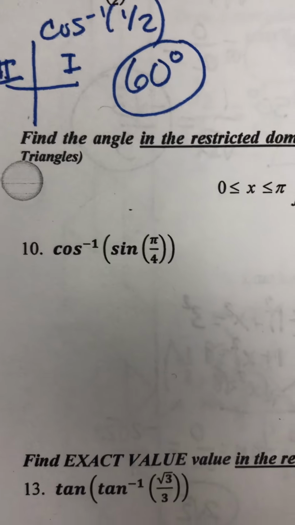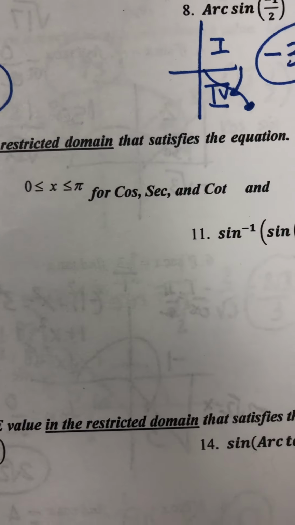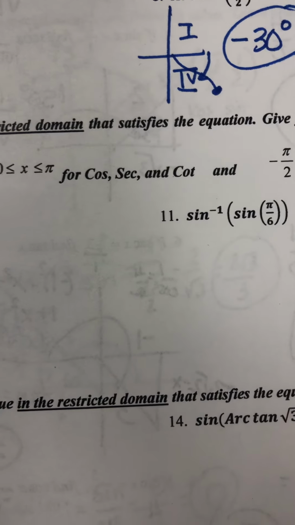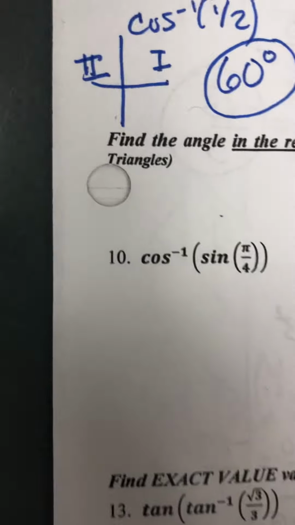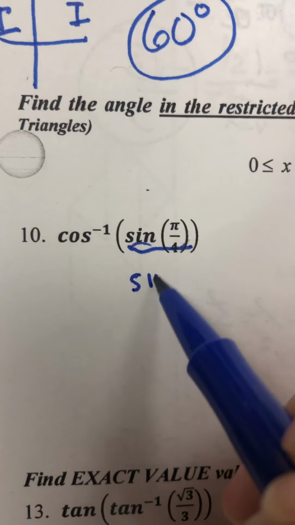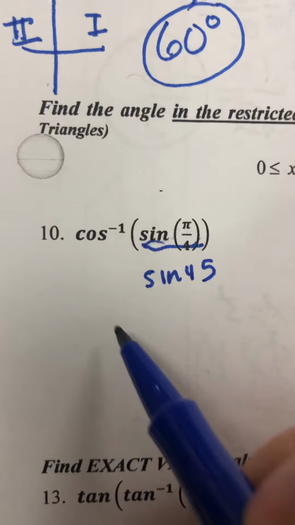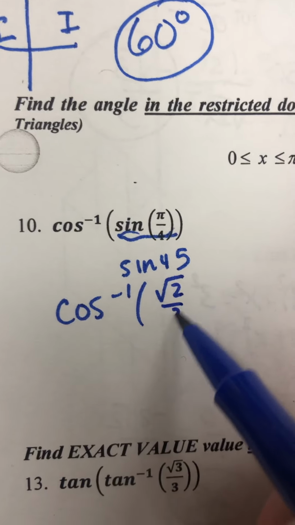Now these look like really tough, right? Answer in the restricted domain that satisfies the equation. Well, we're going to just work them from the inside out. So sine of pi over 4. Isn't sine of pi over 4 the same thing as sine of 45? And isn't sine of 45 root 2 over 2?